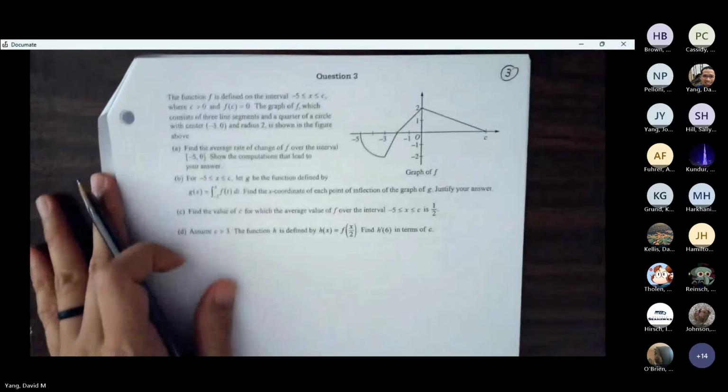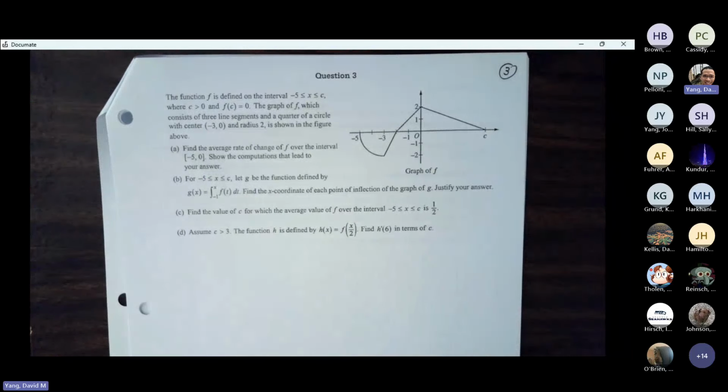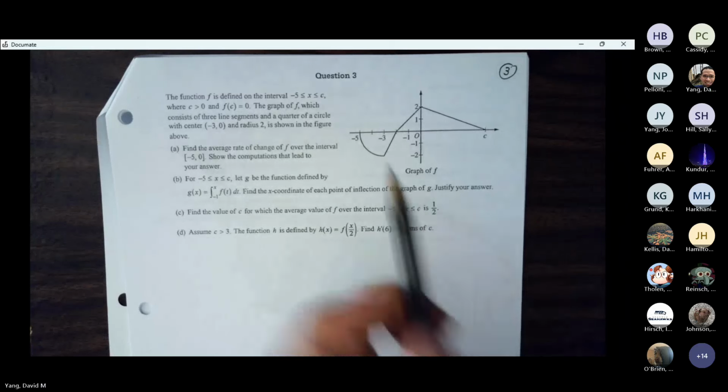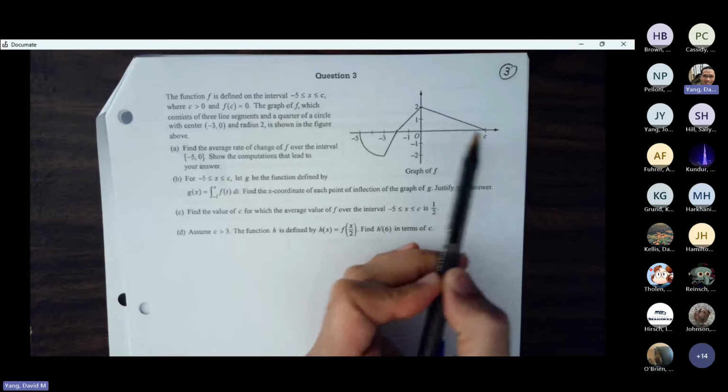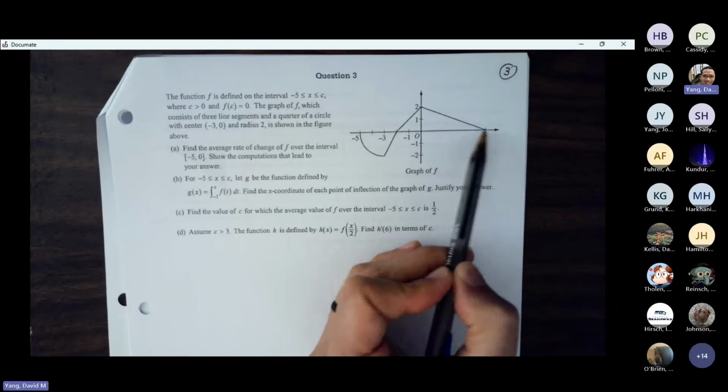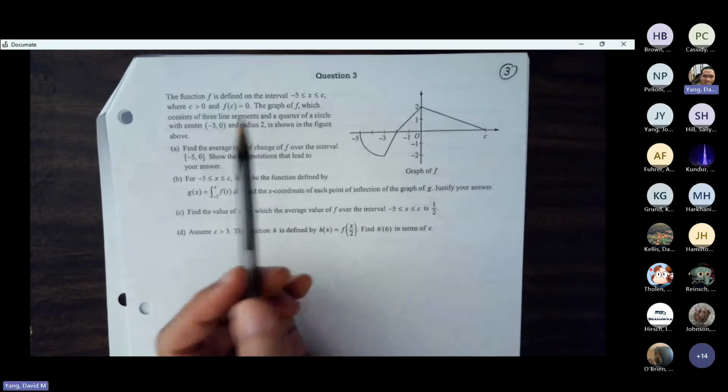Okay, next up, number 3. A function f is defined on the interval from -5 to c. C is some number. We just don't know what that number is, but it could be 3, it could be 5, it could be 4. We just have to hold on to that constant there.